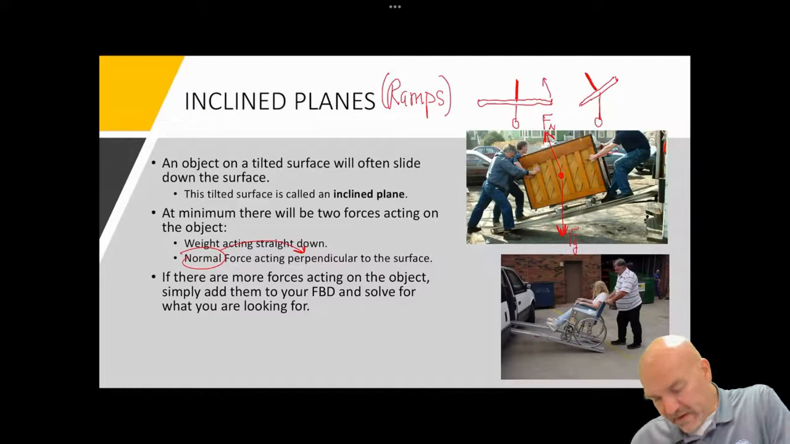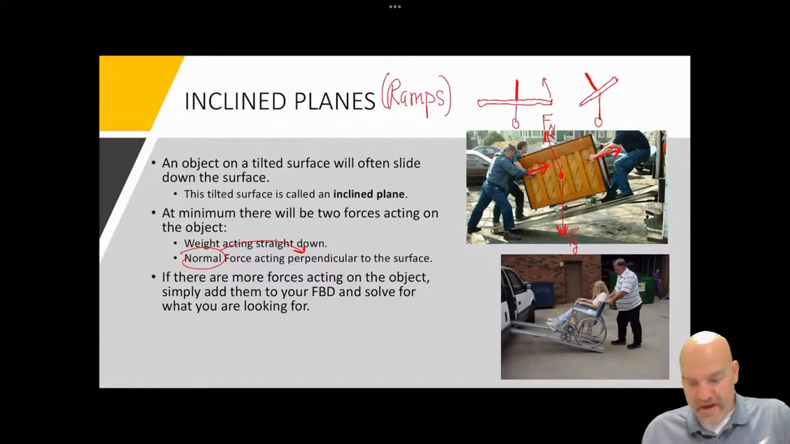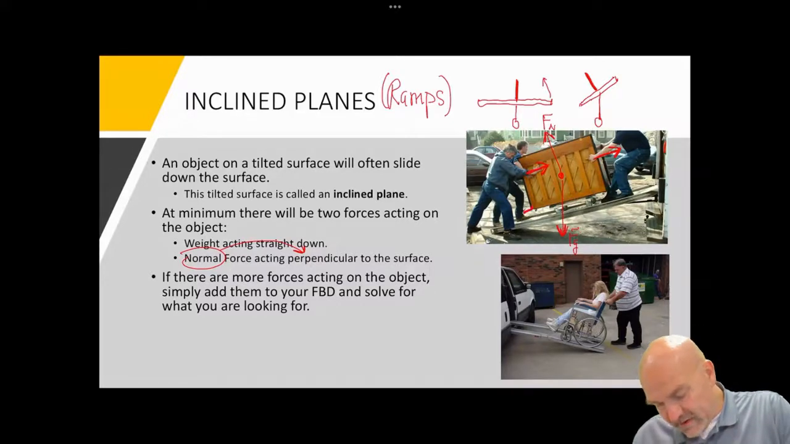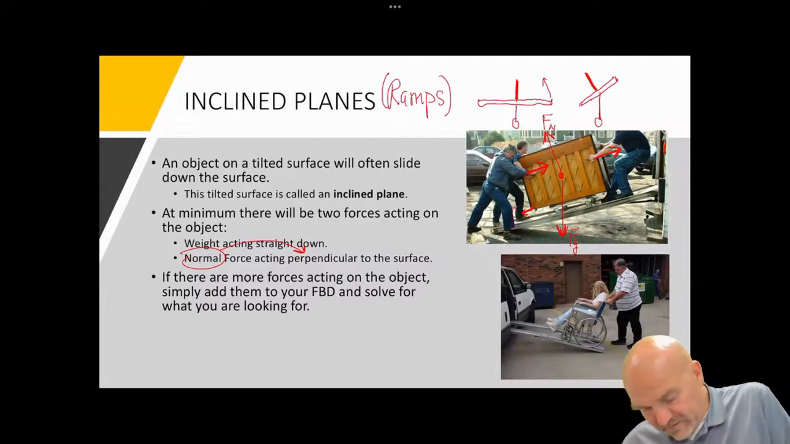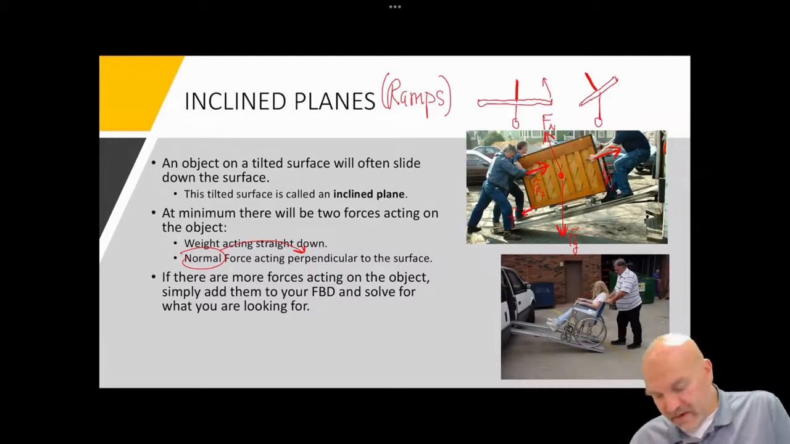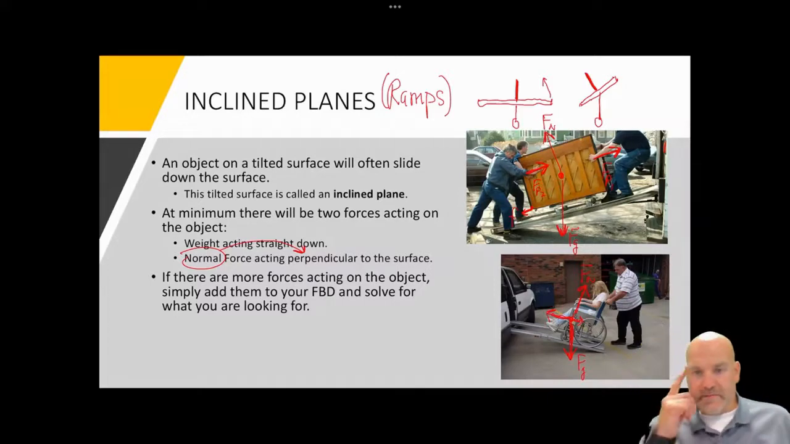Then, of course, I've got his pull force, and then I've got these guys' pull or push force. I may have friction down here. So this is friction. I've got F pull 1, F pull 2. Same thing here: I've got my two minimum forces, Fn and Fg, but then I've got this pushing force, and I may have friction down here at the bottom.